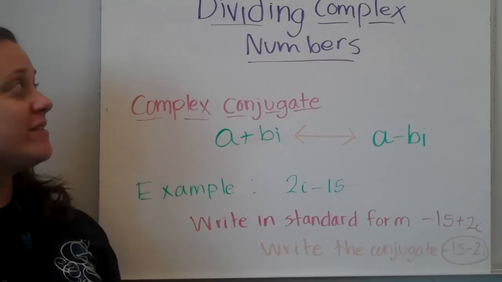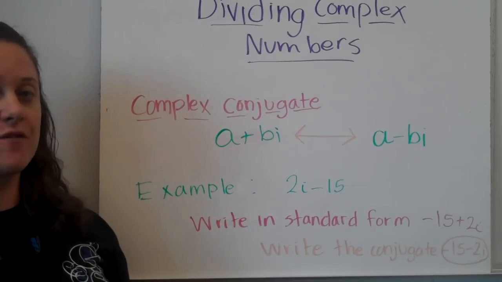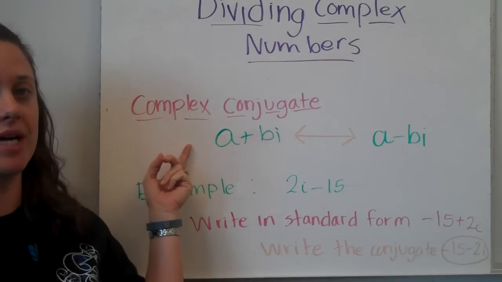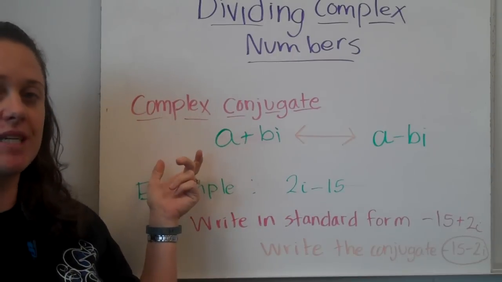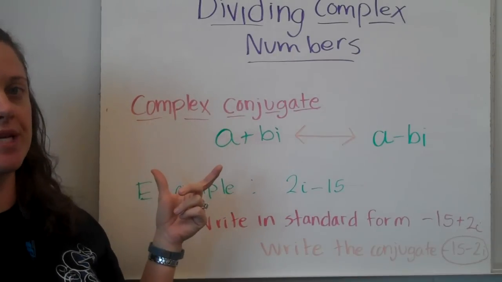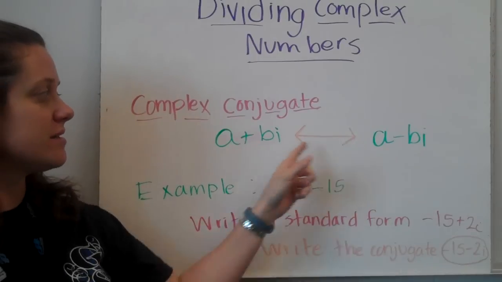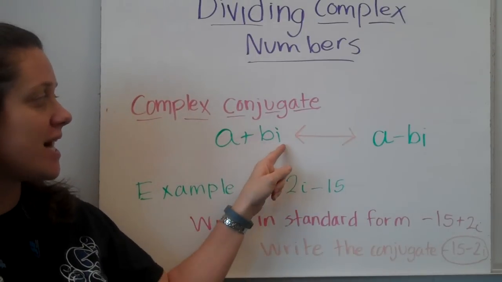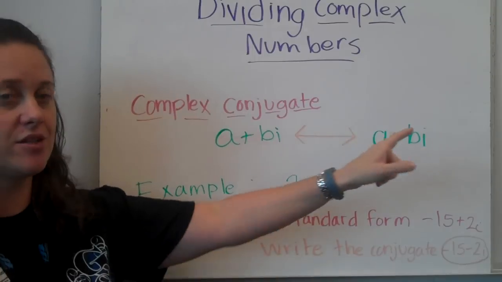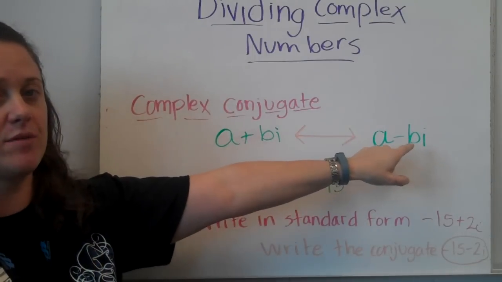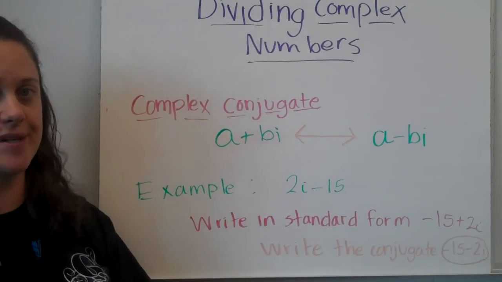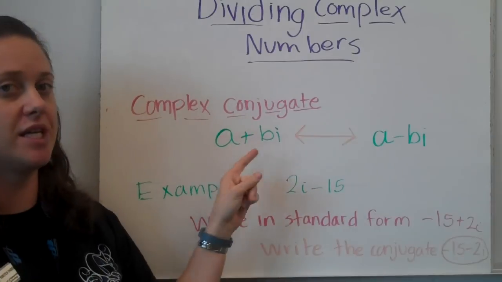The topic in this video is dividing complex numbers. The first thing that you need to know when you're dividing complex numbers is how to find a complex conjugate. So this might sound like a big word, but it's really pretty simple. The real number stays exactly the same, so the a doesn't change, but the bi, if it was a plus bi, it turns to a minus bi. If it was a minus bi, it turns to a plus bi. So the conjugate is always going to be the opposite one of these.